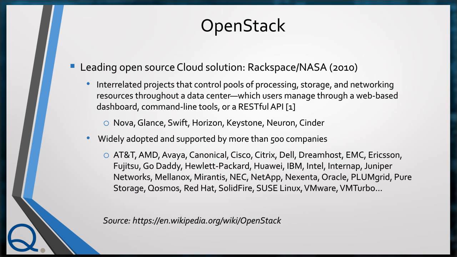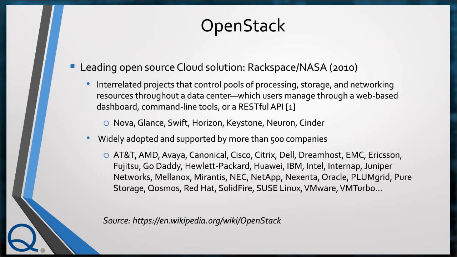OpenStack itself has been the leading open source cloud solution. It was founded by Rackspace and NASA, and it's essentially a collection of interrelated projects that control pools of processing resources. Nova is, for instance, the management process for the IaaS hypervisor component, and there are the others, Glance and Swift and some of those. Neutron provides all of your networking management. Cinder provides some of the block storage component pieces. You can look these up if you're not familiar with them and you're interested.